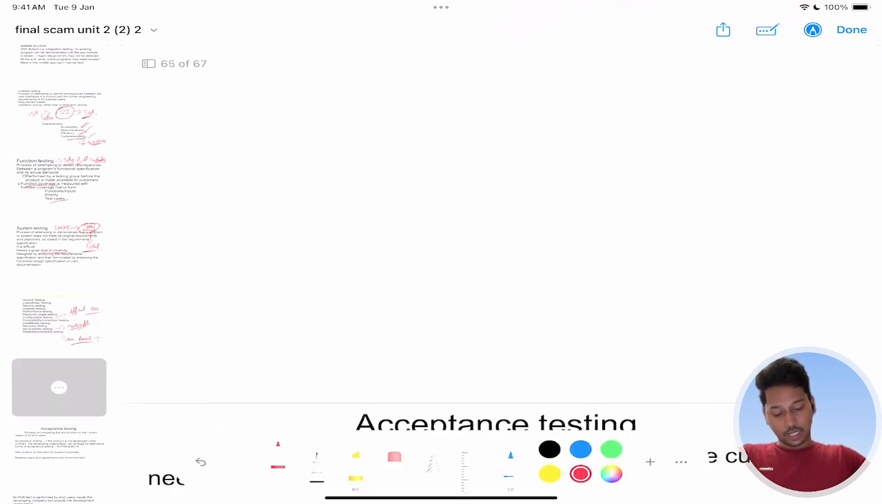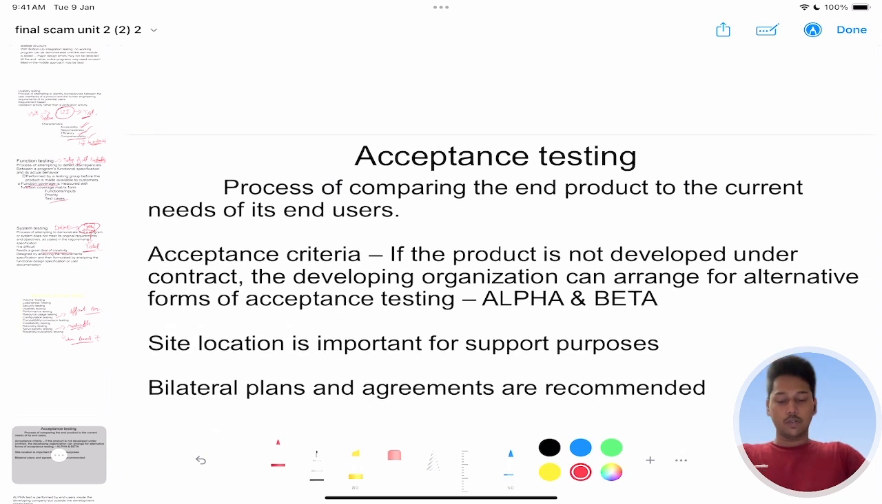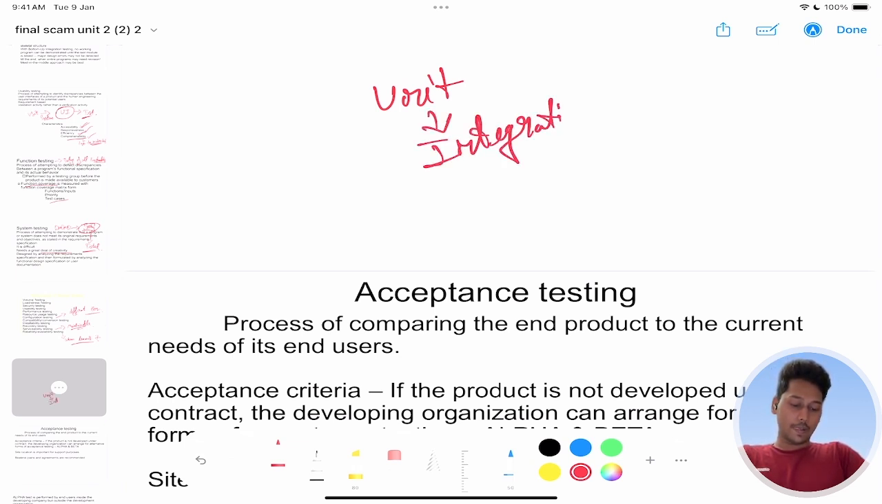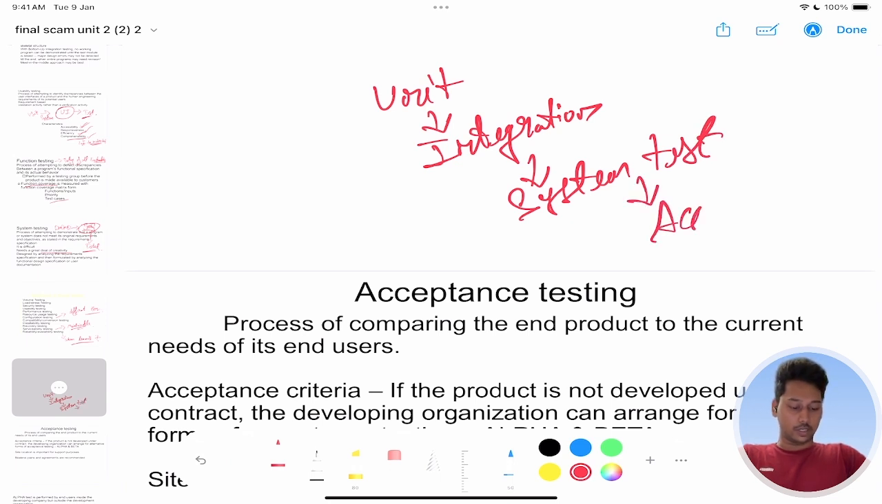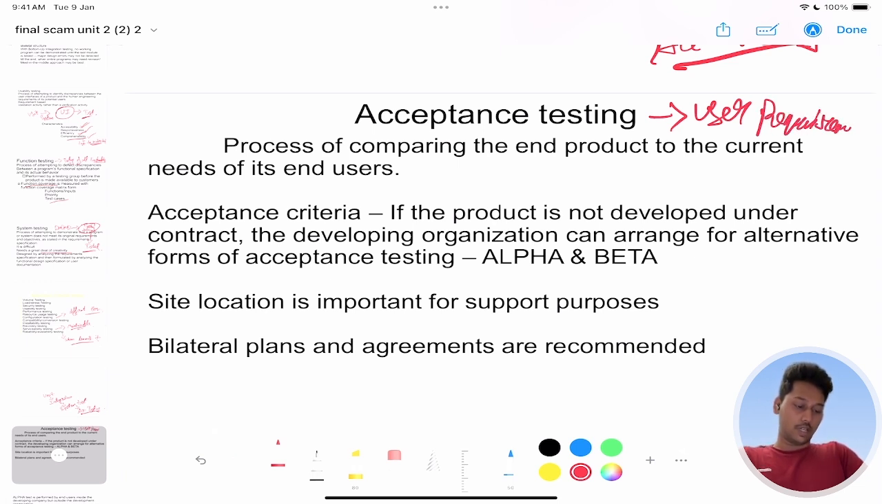And then comes acceptance testing. Acceptance testing is done when unit testing is done, integration testing is done, then system testing is done. After all the testing, acceptance testing is done. It's like the end stage of testing, where the system is tested according to user requirements.